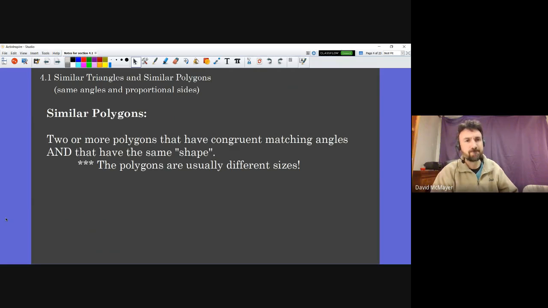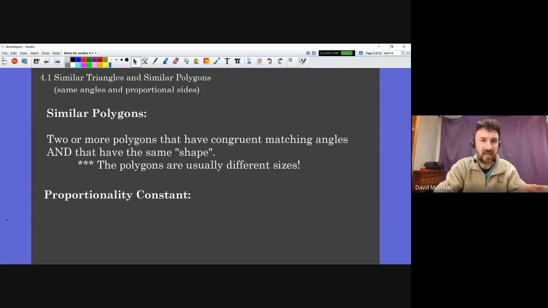So here I've got a definition: two or more polygons that have congruent matching angles and that have the same, and I put this in quotations, shape. So just because two things are triangles, I understand that's the same kind of polygon, but you can certainly have two triangles that don't look alike, that look like they're different shapes. So what we're talking about, when I put shape in quotation marks there, is them kind of looking the same but a different size.